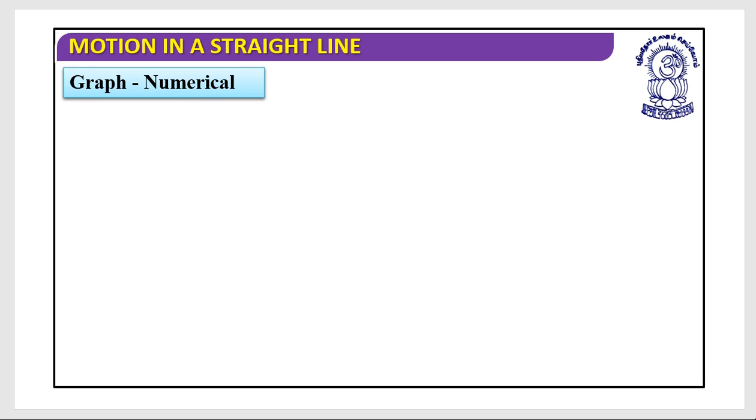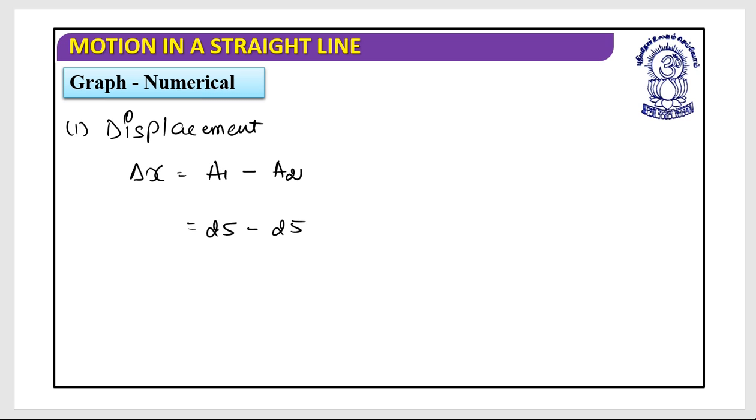So let's find out the answers to these questions. My first question was the displacement. So displacement delta x would be equal to area 1 minus area 2. As area 1 is 25 units and area 2 is 25 units, this would be 0, obviously, meter.